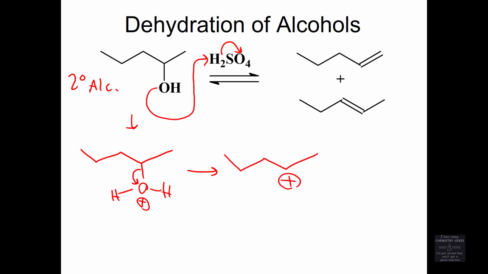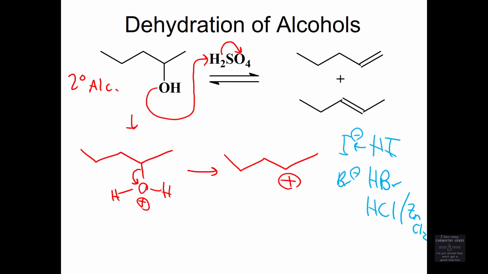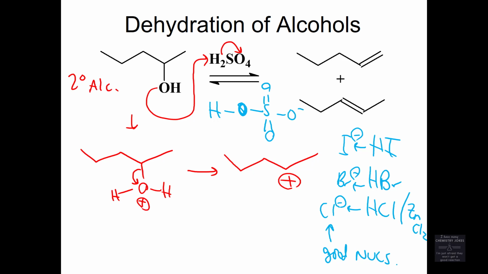That carbocation, if it were in acid like HI, or acid like HBr, or acid like HCl, remember, those conjugate bases, I minus, Br minus, Cl minus, are good nucleophiles. So those conjugate bases do substitution. But HSO4 minus is not a good nucleophile. Why is it not a good nucleophile?